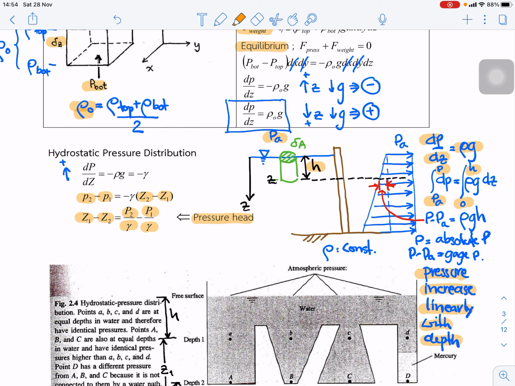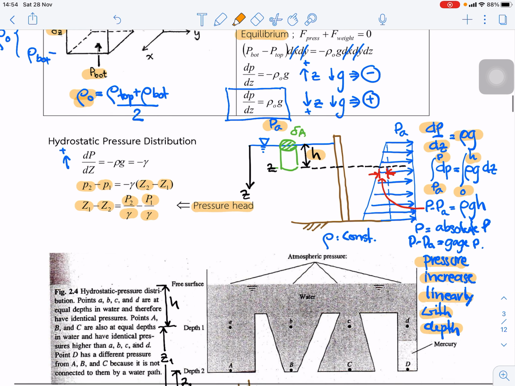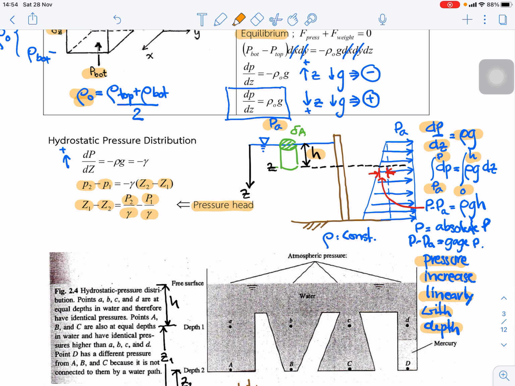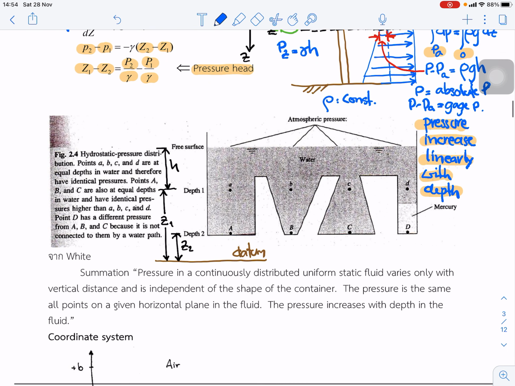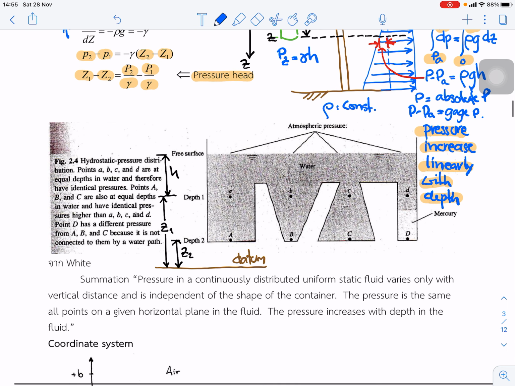Okay, and we can say that P equals gamma h. To understand this more clearly, we can look at this. This is what we call the hydrostatic pressure distribution at different points. For example, at points A, B, C, D, they have the same depth.